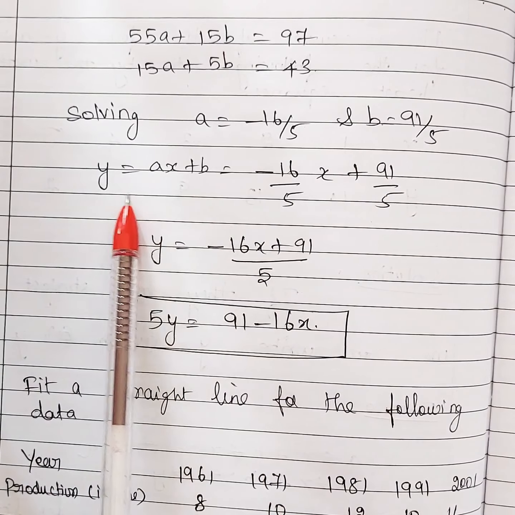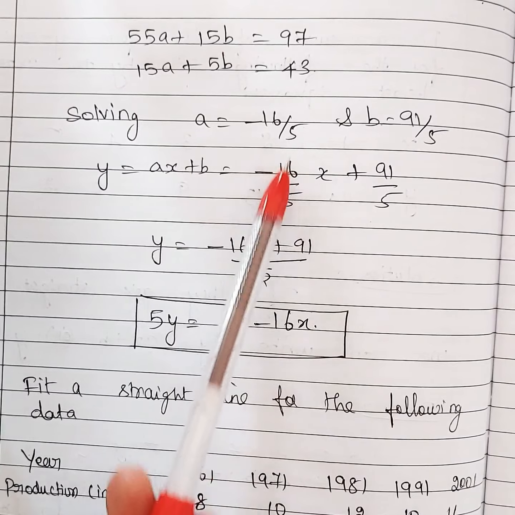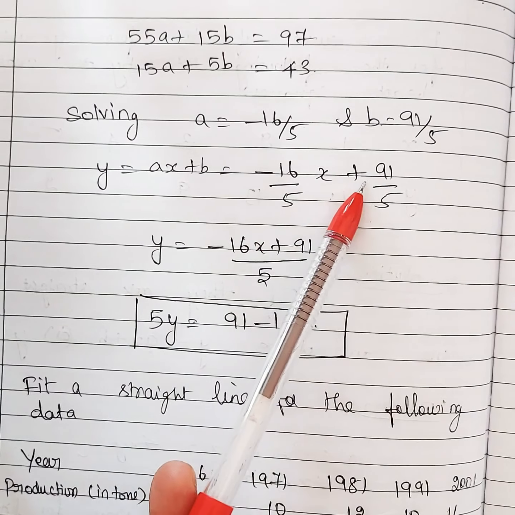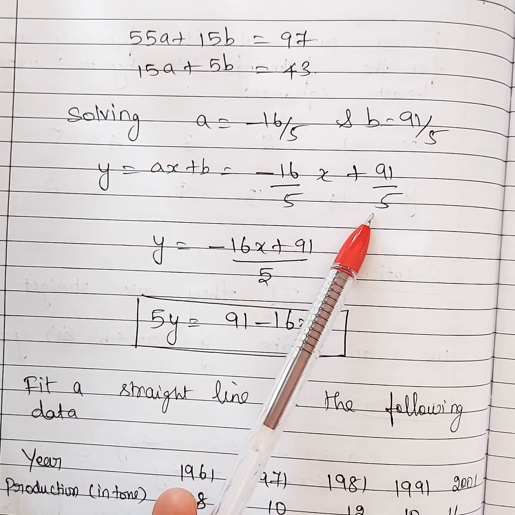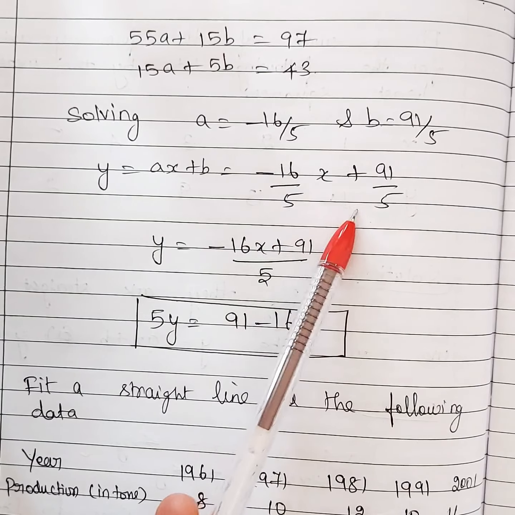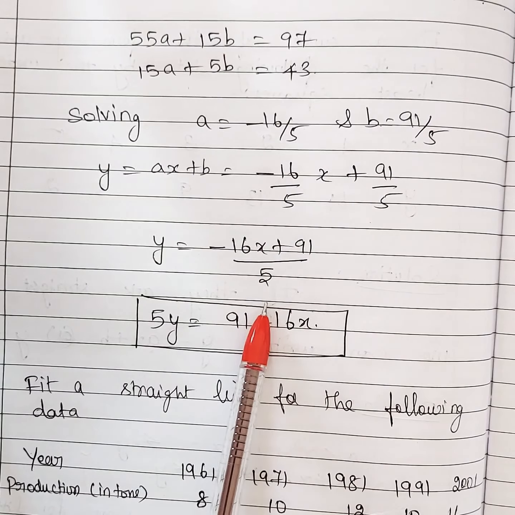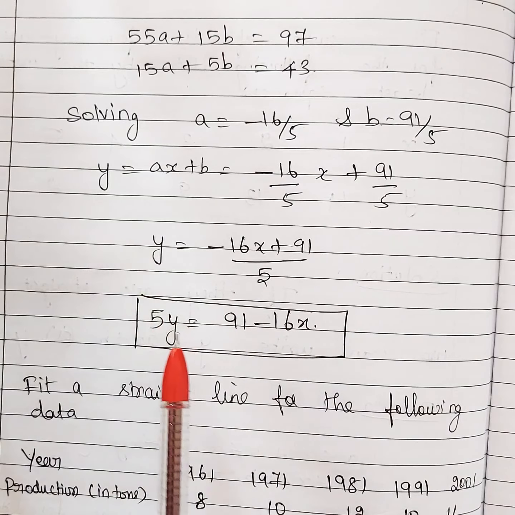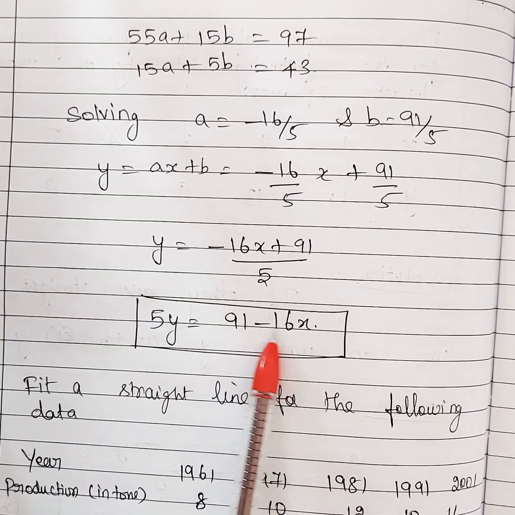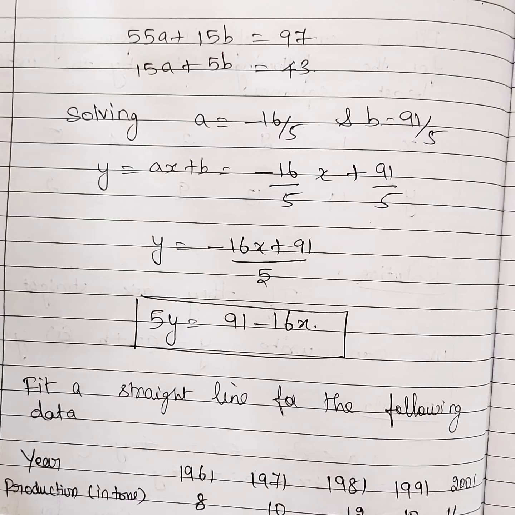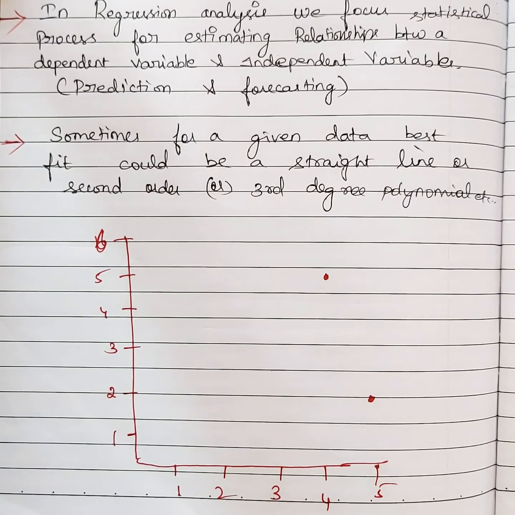So what is the format? y is equal to ax plus b. So a is minus 16 by 5 x plus b is 91 by 5. We have substituted this, and 5 is a common denominator. We have written this. Actually this is the answer and this is just a simplification. 5 we are taking to the other side. 5y is equal to 91 minus 16x is the required straight line. This is just for your information.